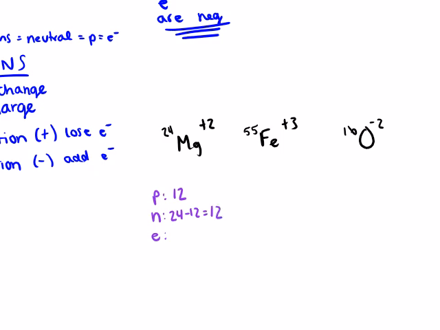But now let's look at our electrons. My protons and my electrons are not equal because of this positive 2 charge. This is a cation, and so that tells me that I have lost electrons, specifically 2 of them. Magnesium had 12 electrons, it lost 2, and so now I have 10. So you can very clearly see I have 12 positives, 10 negatives. That's where the positive 2 charge comes from. Okay. Now let's look at iron.